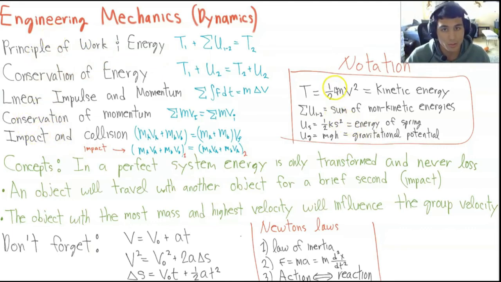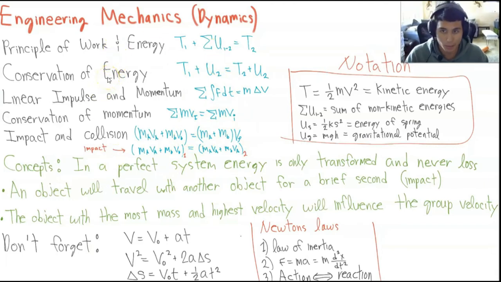Now, the notation used, if you're unfamiliar with it: big T refers to kinetic energy. The sum of U from 1 to 2 is the sum of non-kinetic energies from point 1 to 2. US is the energy of a spring, UG is the gravitational potential energy. And this is all the formulas you need. In this class, there's really not that many formulas. It's really concept based, so you need to know when to use these formulas and recognize what type of problem it is.